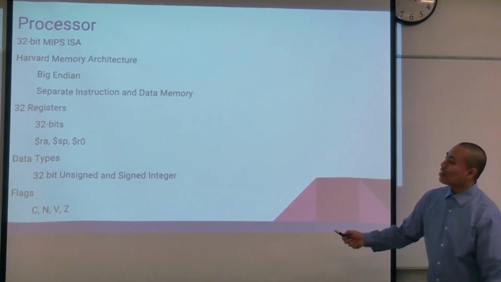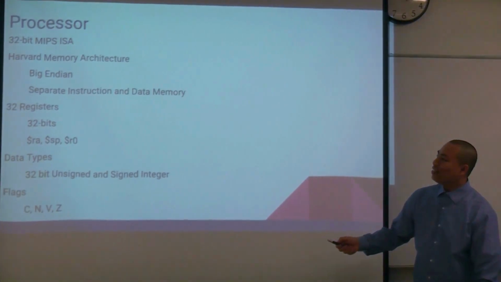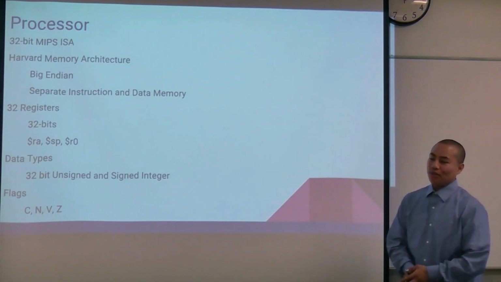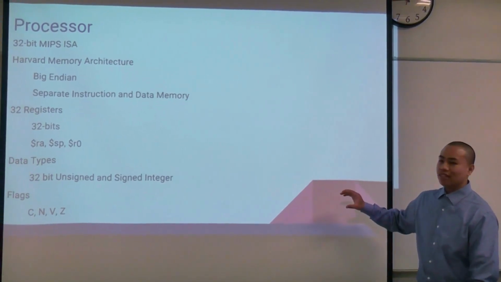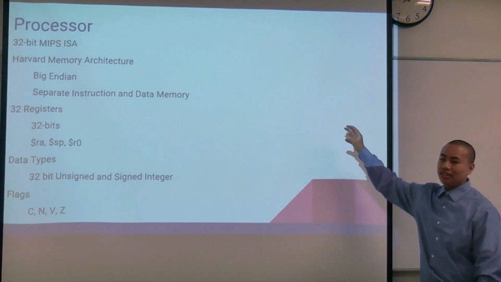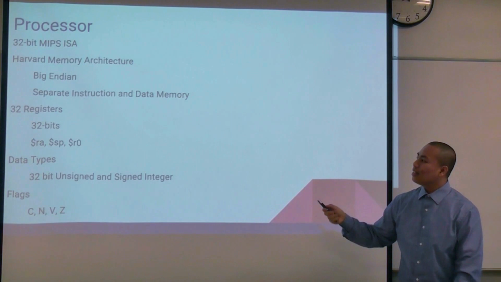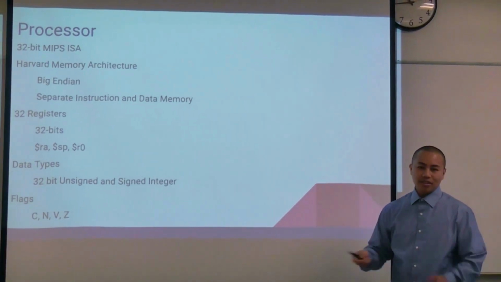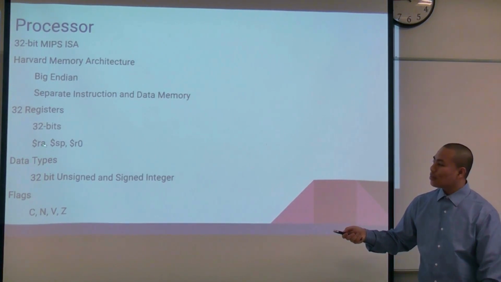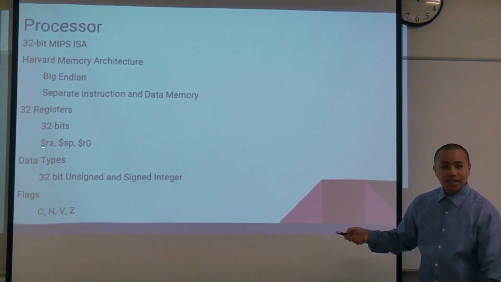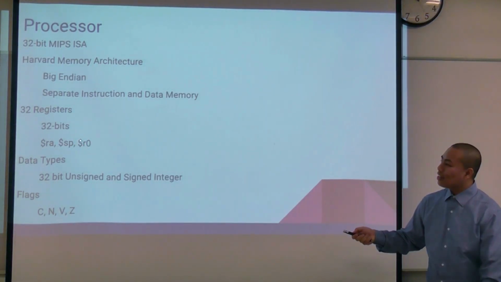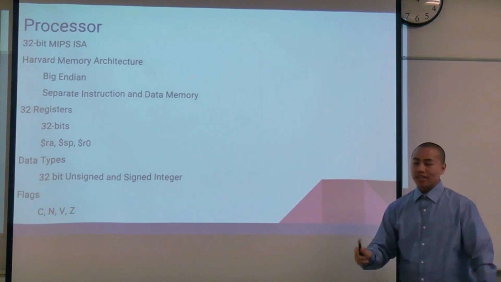So the processor, we have a 32-bit MIPS ISA architecture. The memory is handled over memory architecture. It's big endian. Therefore, the most significant byte is stored in the lowest byte of memory address, and the least significant is stored in the upper. It's separate instruction and data memory, so they have separate pathways. There's 32 registers. 3 specific ones is register 31, which is your return address, register 29, which is your stack pointer, and the 0 register, which is always 0, constant 0.